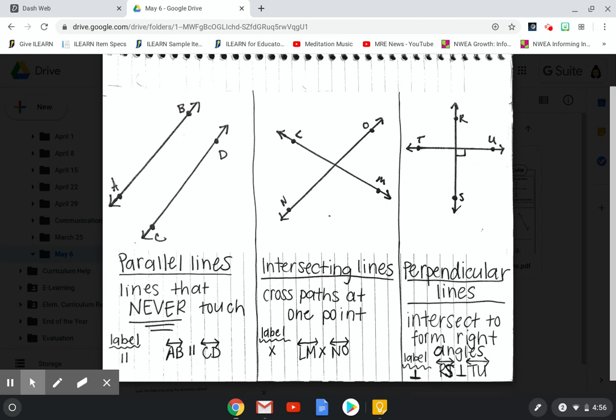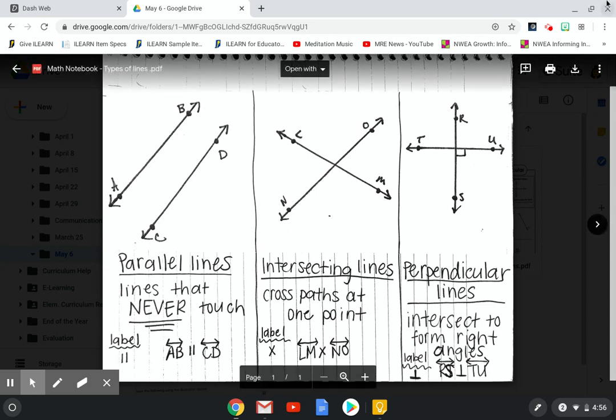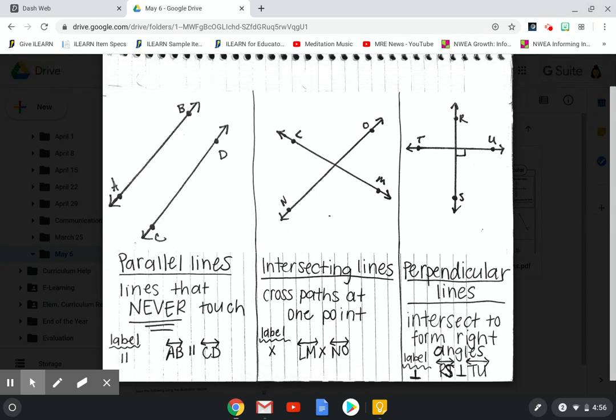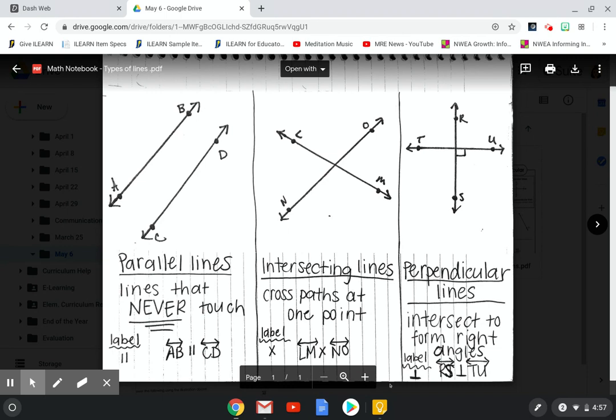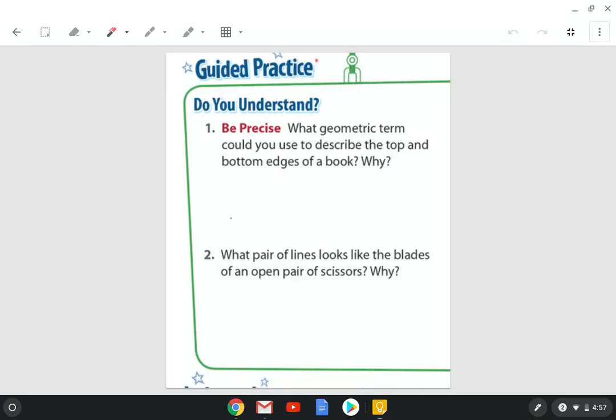But I do want you to have this pulled up as we go through the practice problems and as you do your work over the next 3 days, because this will truly help you in remembering what types of lines they might be and how to label them. Okay, so I want you to have that pulled up. And then in your math book, you need to turn to page 823. So page 823 is where we are going to be going. And on page 823, we're going to start with questions 1 and 2.